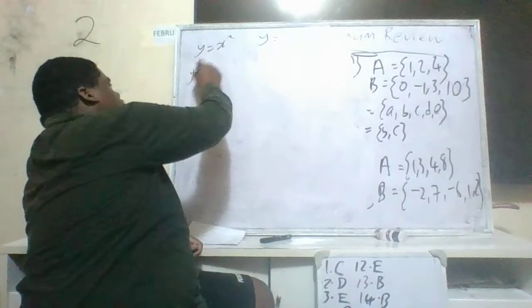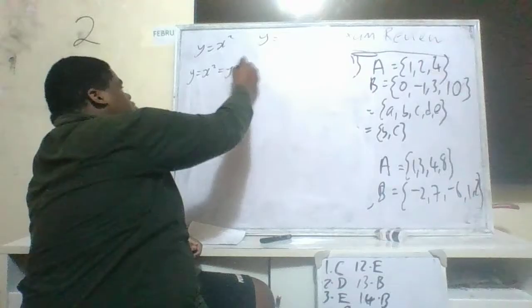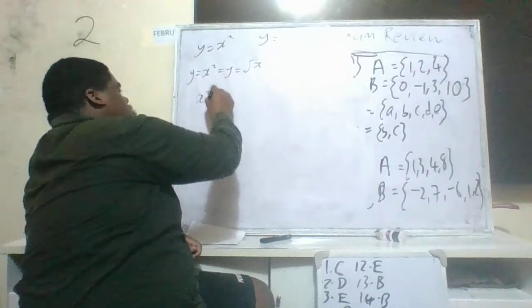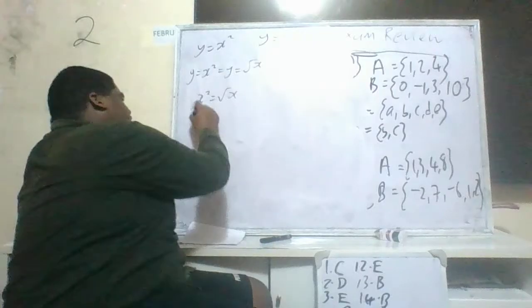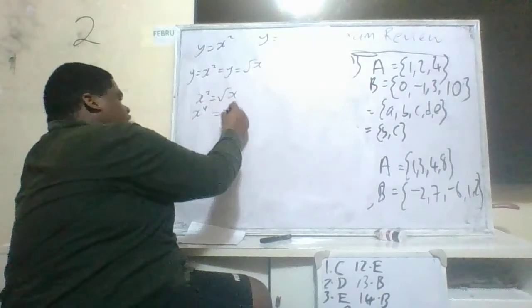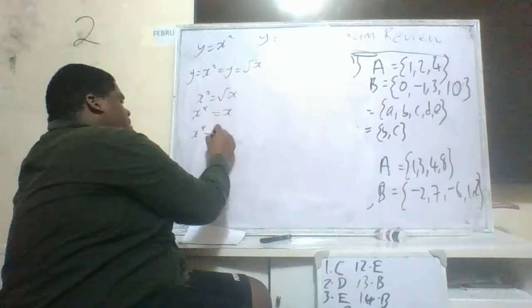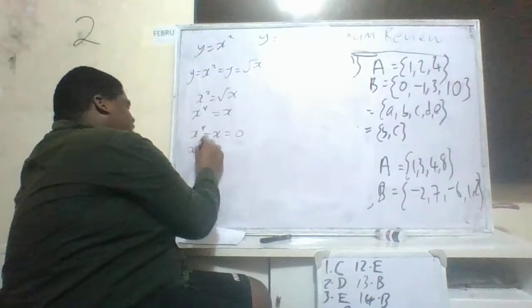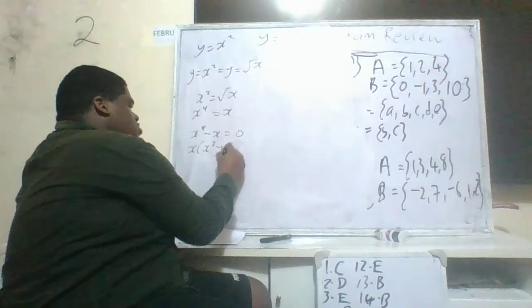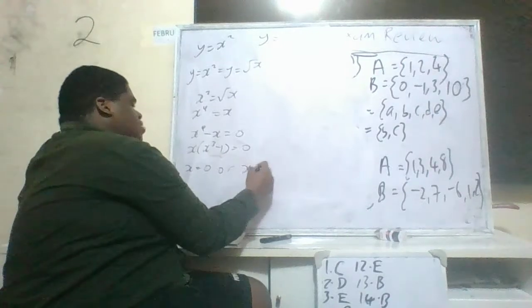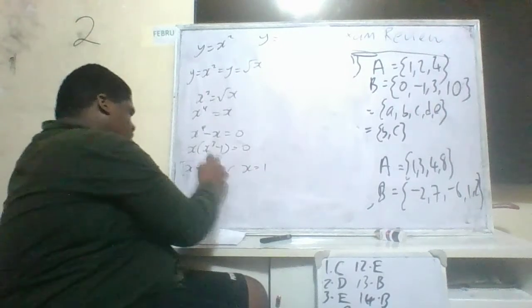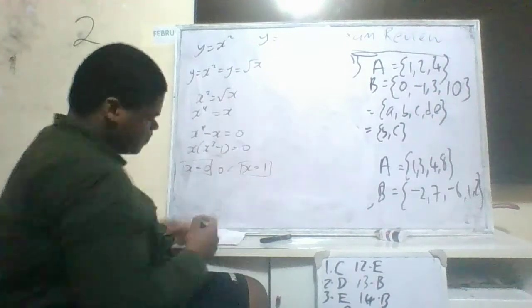So we're looking for when y is equal to x squared equal to y is equal to the square root of x. That means x squared should be equal to the square root of x. If you square both sides, you're going to have x to the power of 4 is equal to x. So x to the power of 4 minus x should equal 0. x times (x to the power of 3 minus 1) should equal 0. So x is equal to 0 or x is equal to 1.